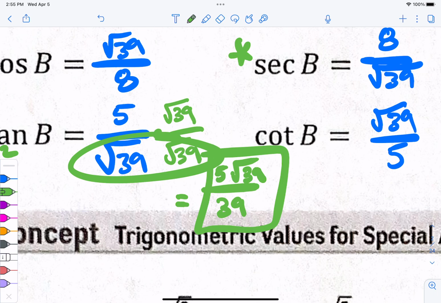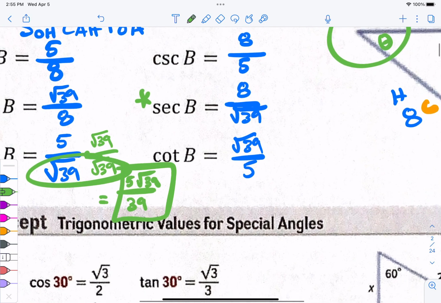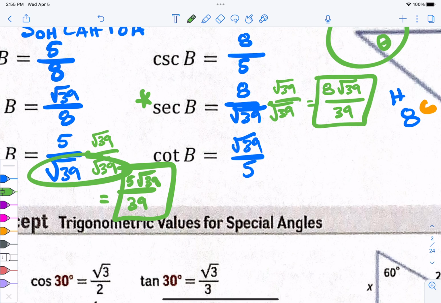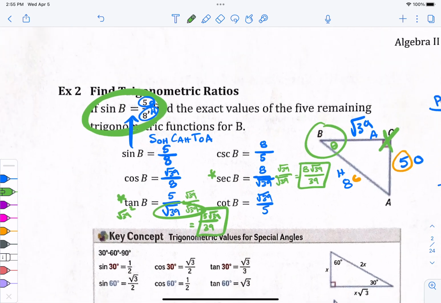Okay? All right, we're going to do the same thing for secant. I'll zoom out. We're going to multiply by the square root of 39 over the square root of 39. So on the top, it becomes 8 square roots of 39 over 39. That's it. That's how you fix it. Not too bad. So any of those that have a square root on the bottom, that's how you have to fix them.